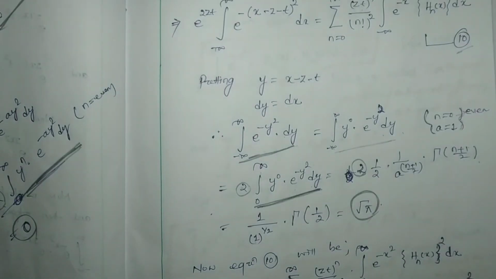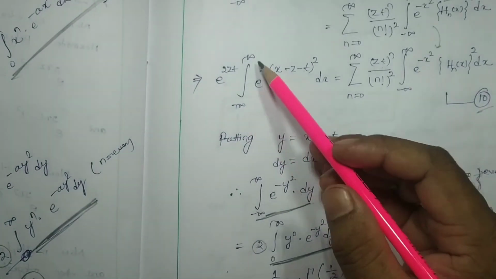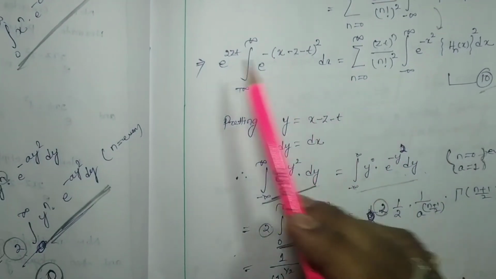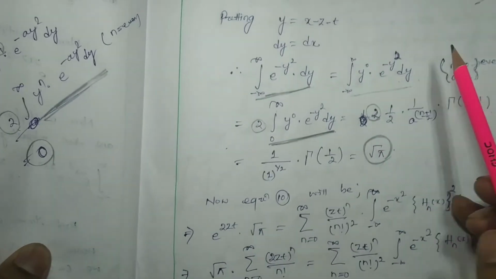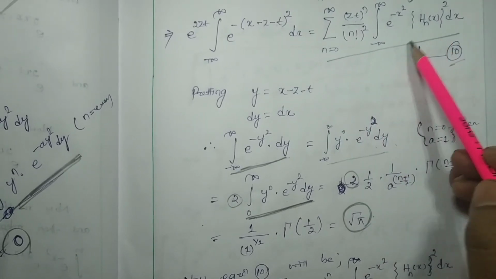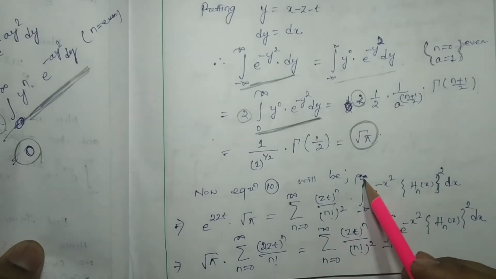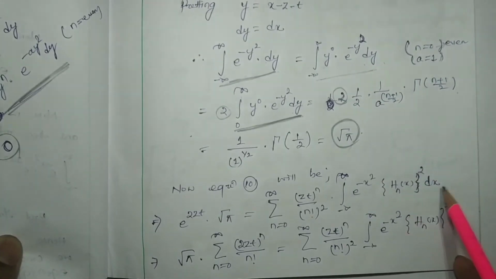Okay, now equation number 10. Here we found minus infinity to plus infinity, this value is root pi. So equation number 10 will be e to the power 2zt into root pi. This value is how much we got? Root pi is equal to, the right hand side is the same as written over here, that is zt to the power n by n factorial square, minus infinity to plus infinity integration e to the power minus x square hn square dx.